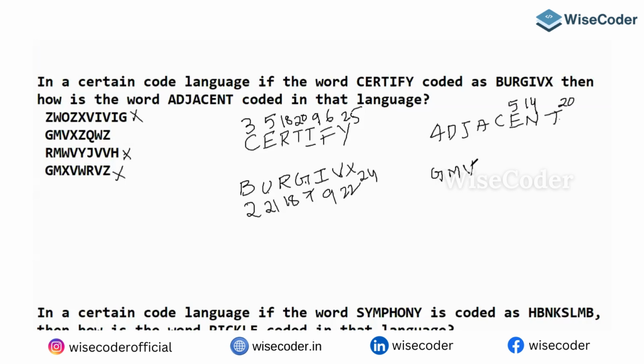So GMV. So we'll write, being it's a first question. C's place value is what? 3. So how much do I need to add? 24. Z. J is 10. If this is 10, you need to add 17 extra. What is 17? Q. D is 4. So you need to add 23. 23 is what? W. Again, A is 1. So you need to add what? Z. So G M V X Z Q W Z.